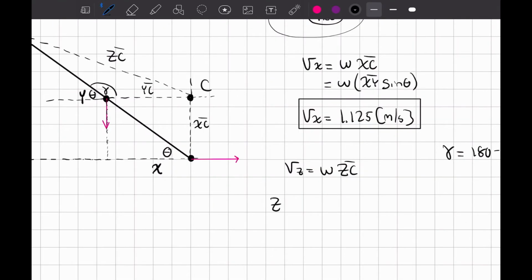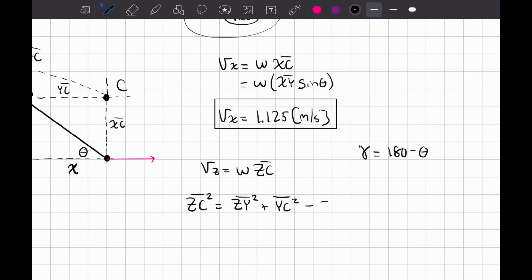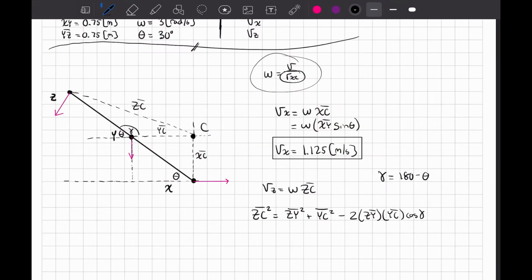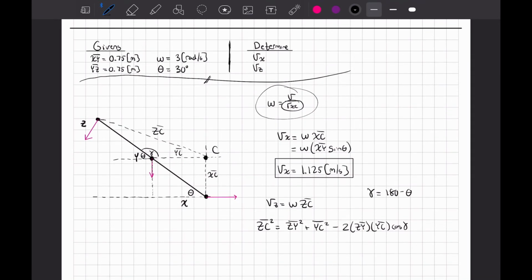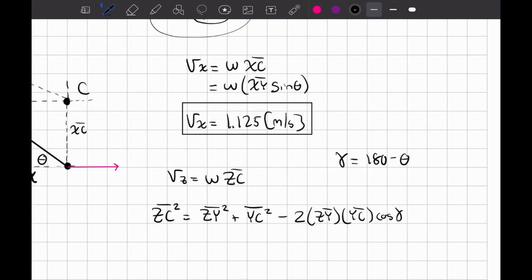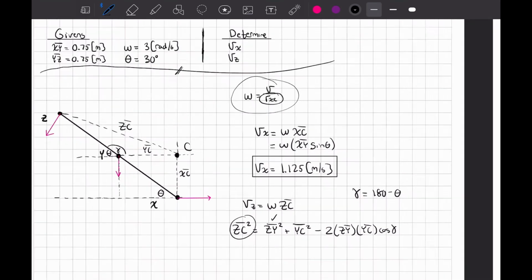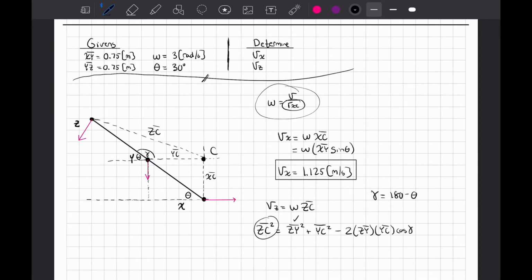So we can just write Zc squared is going to be equal to Zy squared plus Yc squared minus 2 Zy Yc, and then cosine gamma. We know gamma is going to be 150 degrees. And so there's our law of cosines. Our goal is to determine Zc. We know Zy, that's just Yz, which was 0.75 meters, which was given in the problem statement.